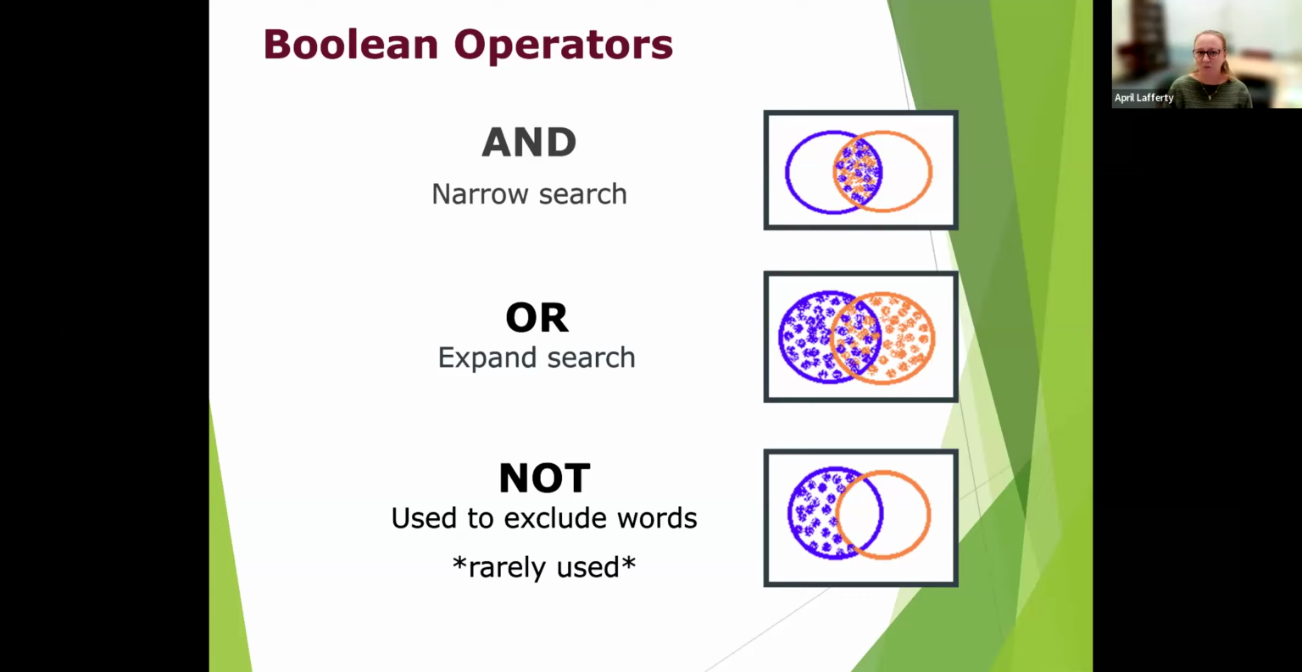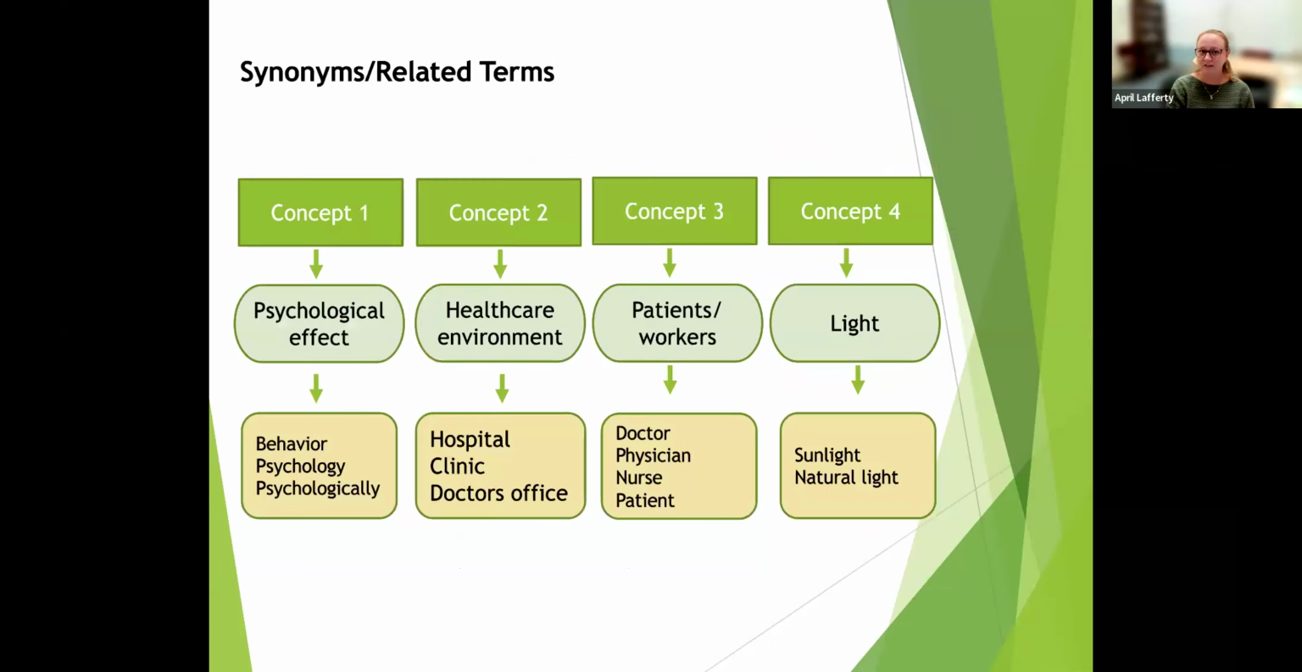So and is the one that narrows it. And is used in between 2 separate concepts. So if we wanted to search for articles that had to do with concept 1, but also concept 2, we would put these keywords in and then put an and, then these keywords. So these 2 sets of keywords would be connected by an and.